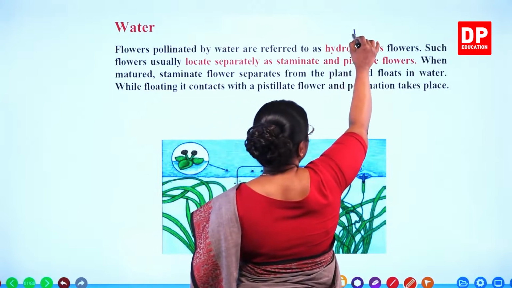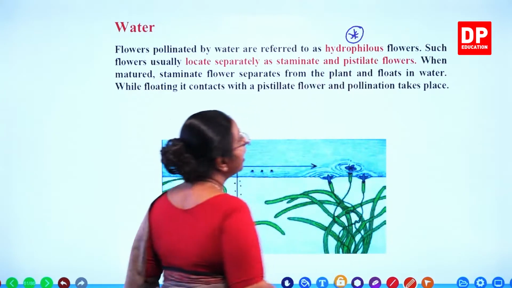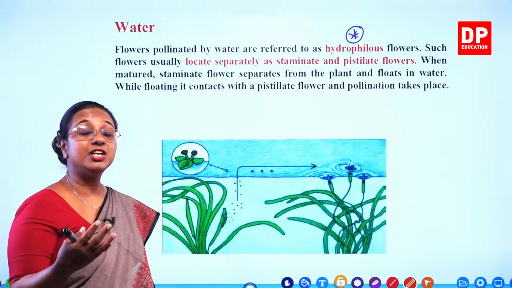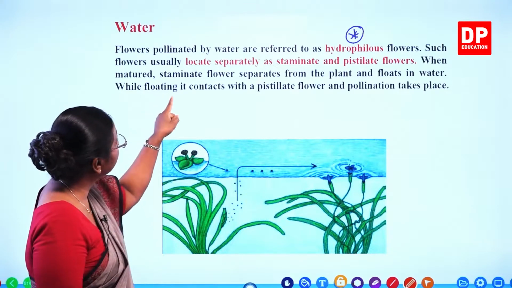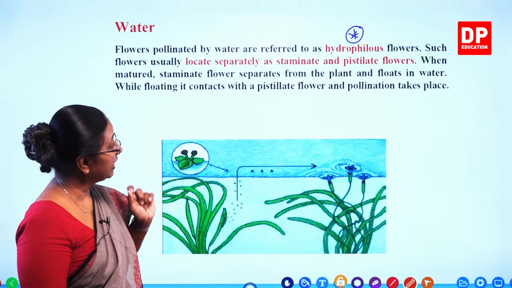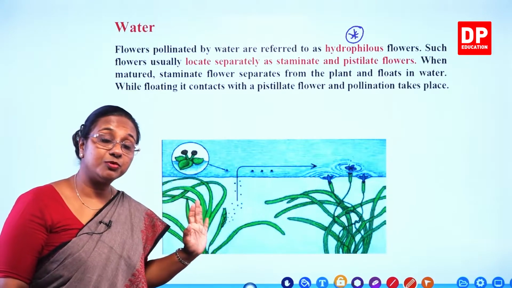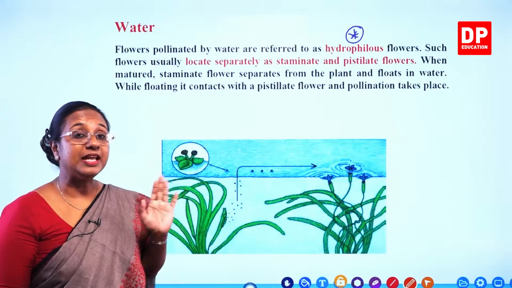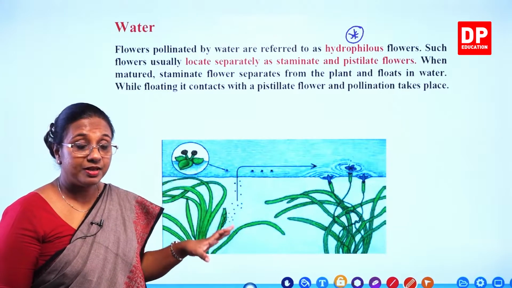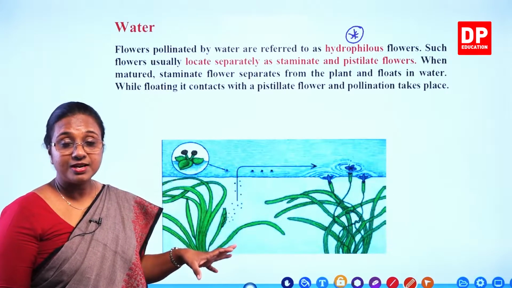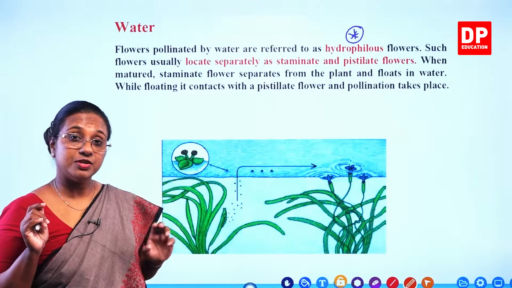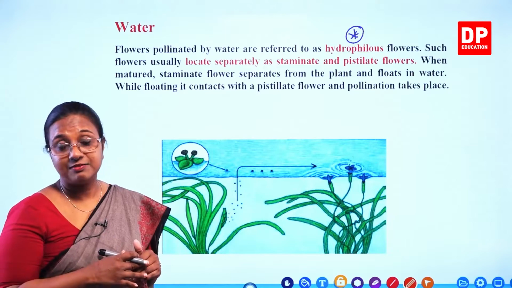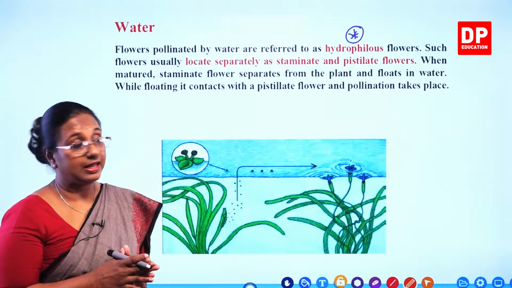So this is the third type. Hydrophilous flowers. Normally hydro is a term referring to water. Such flowers usually locate separately as staminate and pistillate flowers. So same goes for water as well. Staminate and pistillate flowers. So male reproductive structure on one flower, female reproductive structure on another flower. So staminate flowers and pistillate flowers are borne separately.